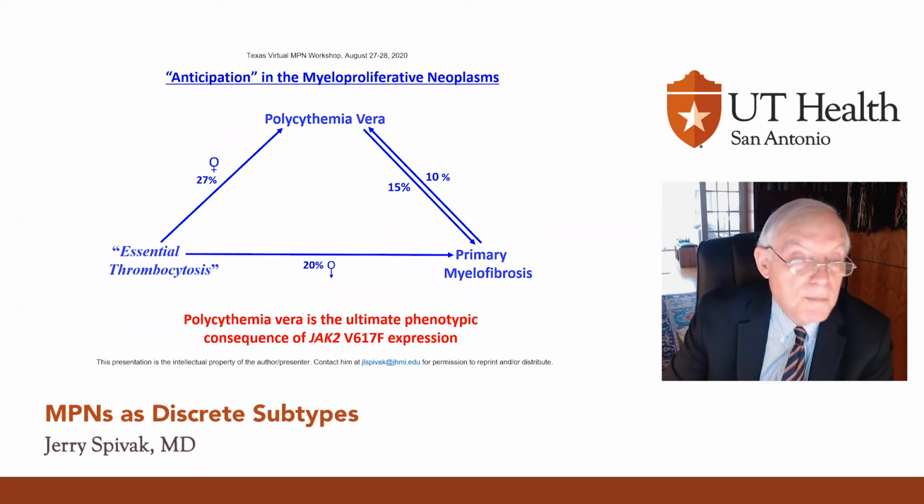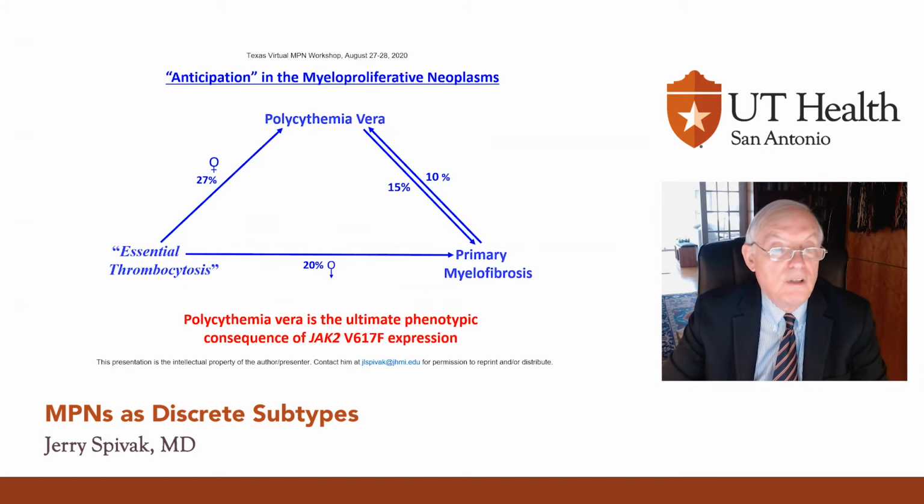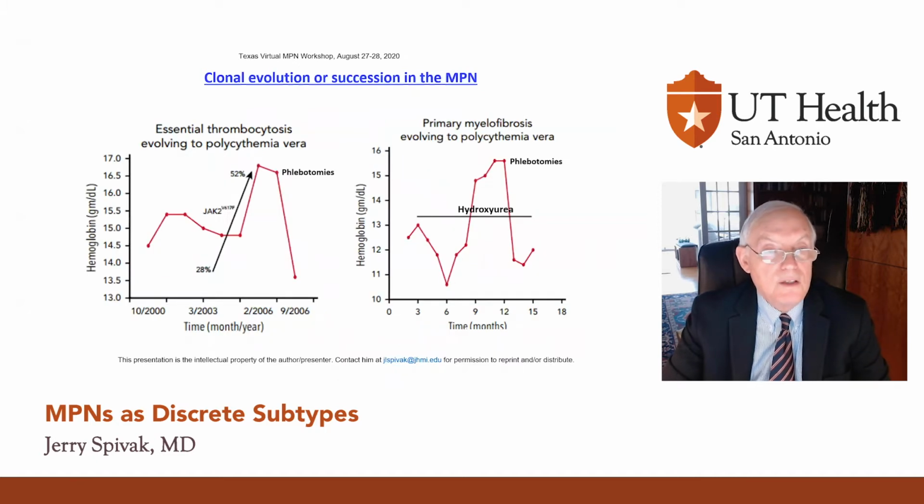So essential thrombocytosis is really only a syndrome. Many of the female patients develop polycythemia vera. Many of the male patients go on to primary myelofibrosis. These two go back and forth. And again, polycythemia vera is at the apex. And this is clonal evolution or succession.